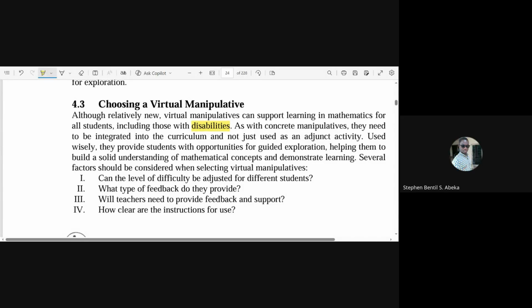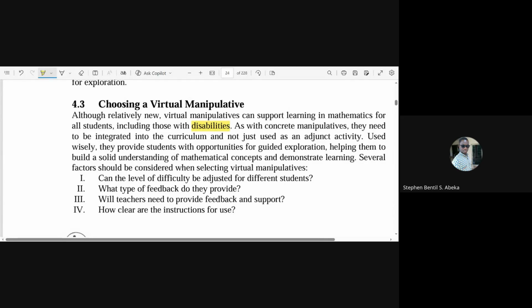Yes, sir. So the question is, can the level of difficulty be adjusted for different students? Yes, because we have individual abilities and capabilities. So knowing the ability of a student, you can adjust the difficulty. The settings of the virtual manipulative device can be adjusted based on the settings.